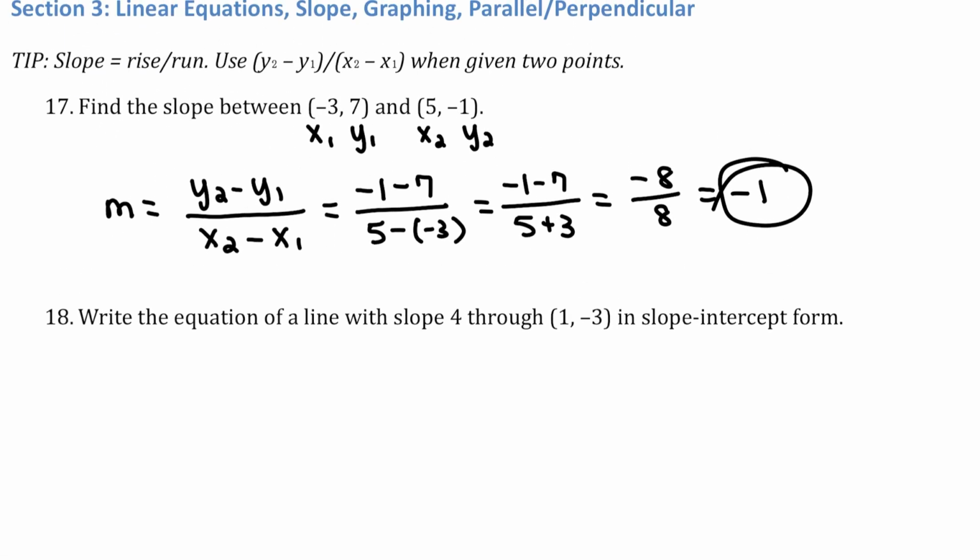All right, 18. Write the equation of a line with a slope of 4 through (1, -3) in slope-intercept form. This is another thing: you are not given slope-intercept form. It's on the EOC reference sheet, but it does not label it at all. It just has the formulas listed, and it has all of the different types: slope-intercept, point-slope, standard form, but it does not tell you any of the names. So you have to remember.